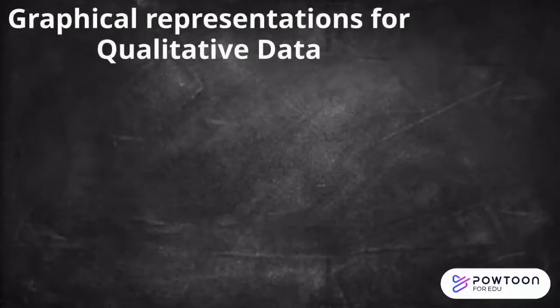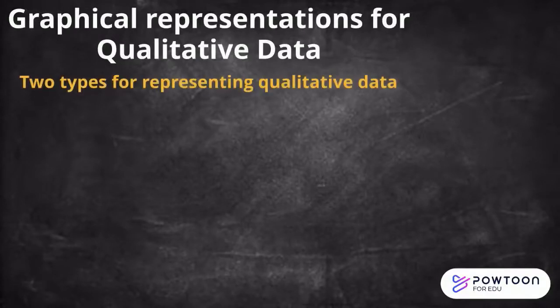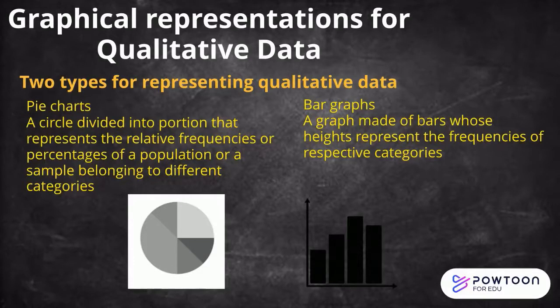Graphical representation for qualitative data. There are two types for representing qualitative data. Pie chart is used to represent the relative frequency or the percentage of the population or a sample belonging to different categories. Bar graph is used to represent the frequency of the respective category.